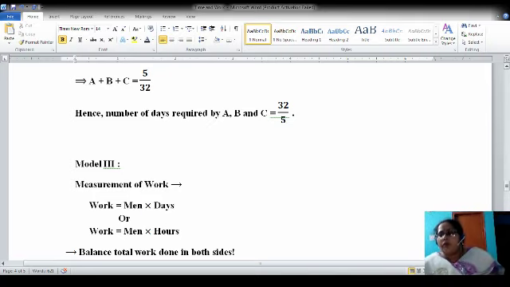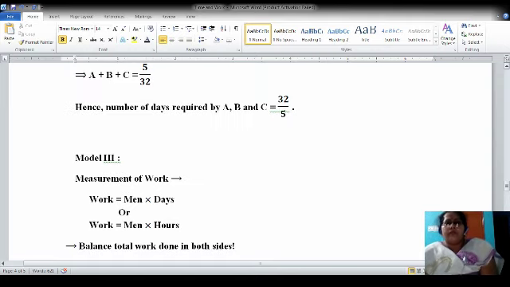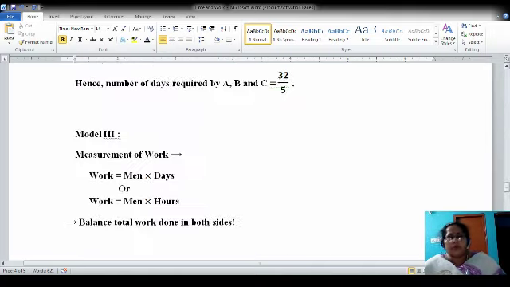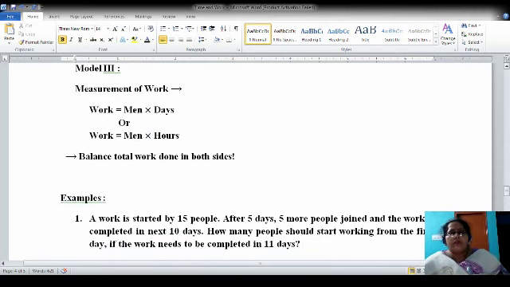In this kind of problem, the clue is that we balance the total work on both sides by calculating the man days or man hours and then try to solve the problem. So let us see which kind of questions can be fitted into this model. Now we have a question here: a work is started by 15 people. After 5 days, 5 more people joined and the work is completed in the next 10 days. How many people should start working from the first day if the work needs to be completed in 11 days?